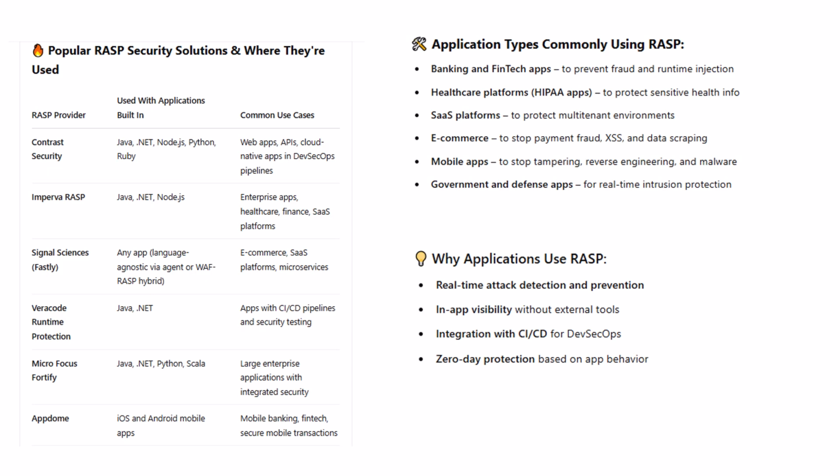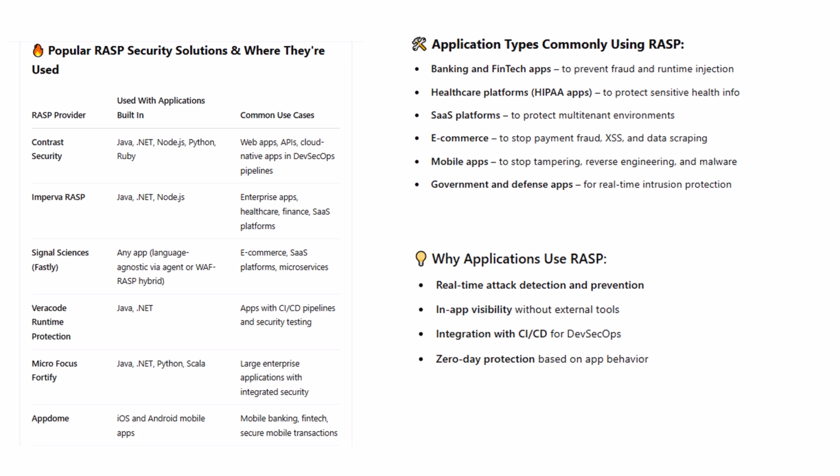Here are some examples of providers of RASP security solutions and how they are used. Application types commonly using RASP are banking and fintech apps, healthcare platforms like HIPAA apps, and SaaS platforms.